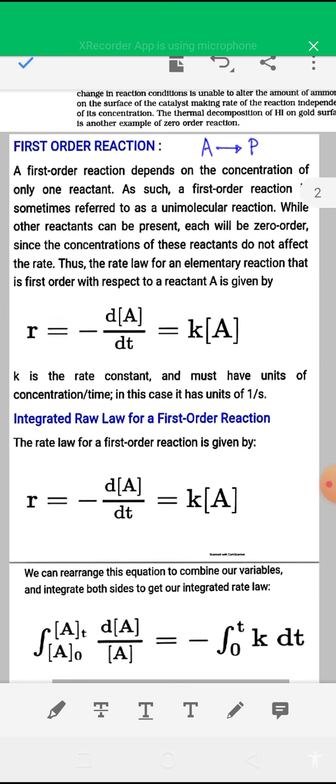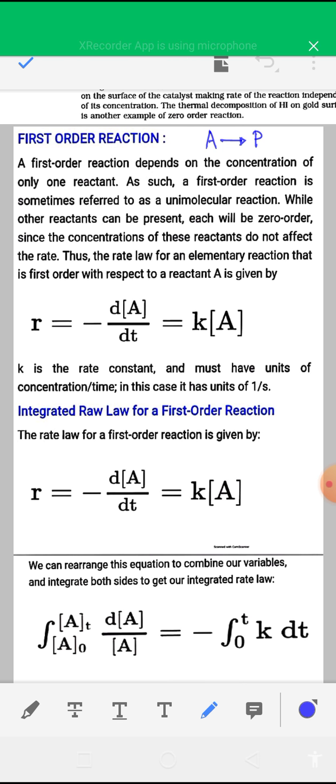Now see first order reaction. First order reaction A to P is a first order chemical reaction. Okay, so here the order of this reaction is 1, so you can write the rate of this reaction R is equal to minus dA by dt is equal to K into concentration of A to the power 1. This is because 1 is the order of this reaction.